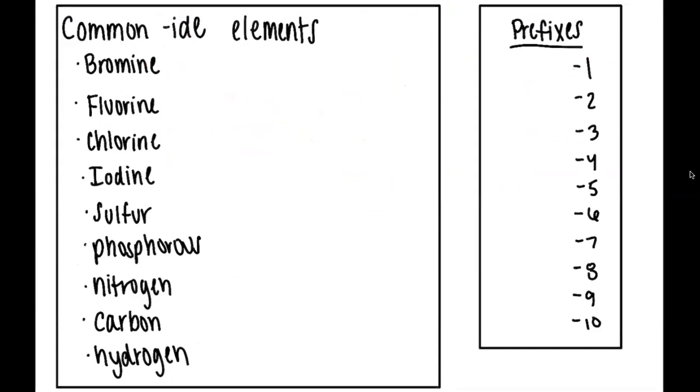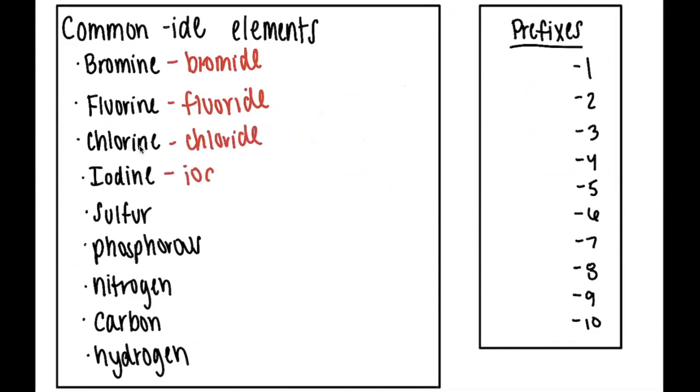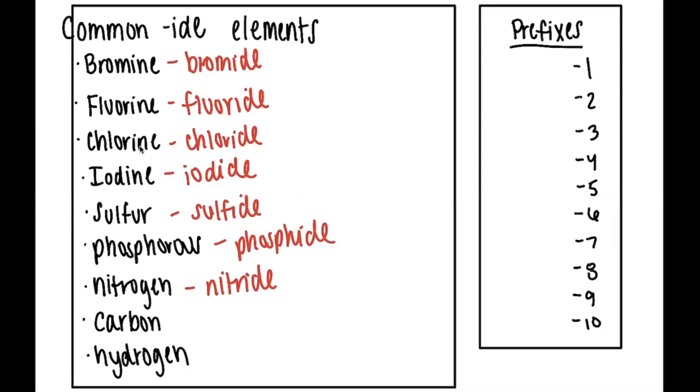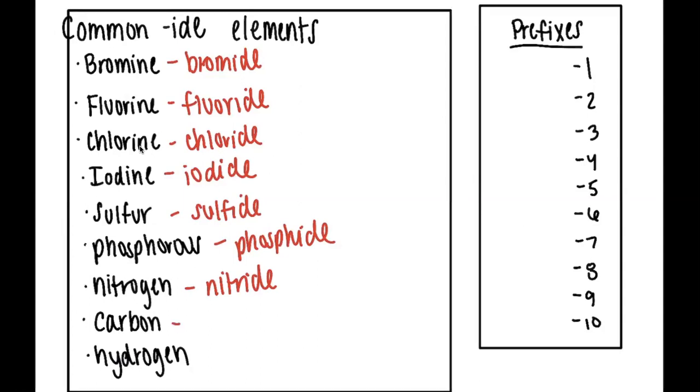So, CC, can you help me out with these? If you don't know one, just let me know. Bromide. Good, you've got bromide, then? Fluoride. Correct. Then? Chloride. Iodide. Correct. Sulfide. Good. Phosphide. Nitride. Good. Carbide. Yeah, that one's so funny. And hydride. Correct. So we've got carbide and we've got hydride.